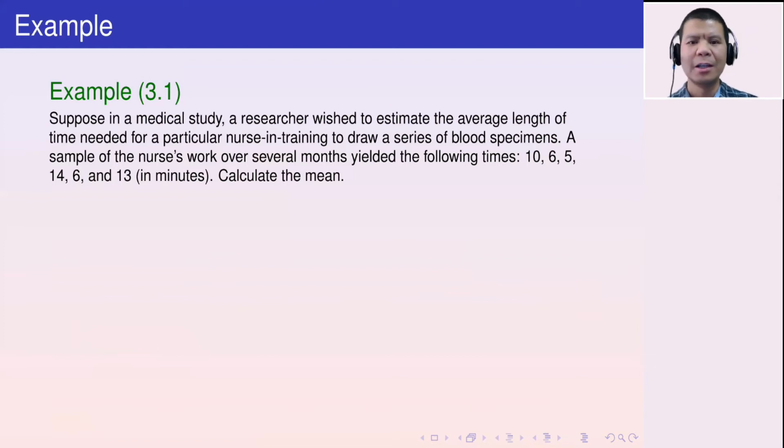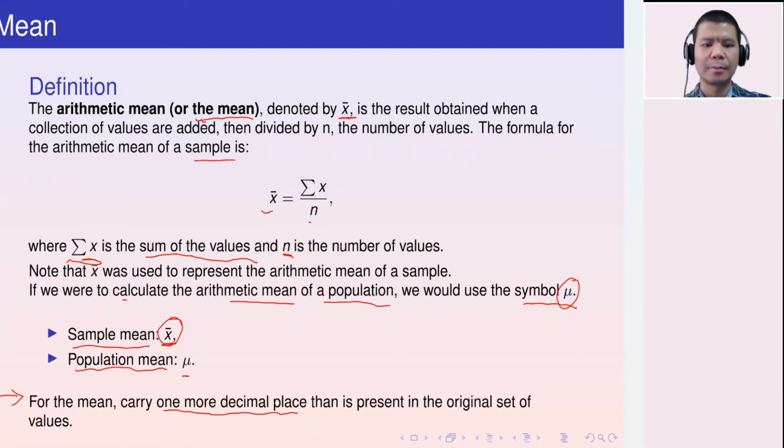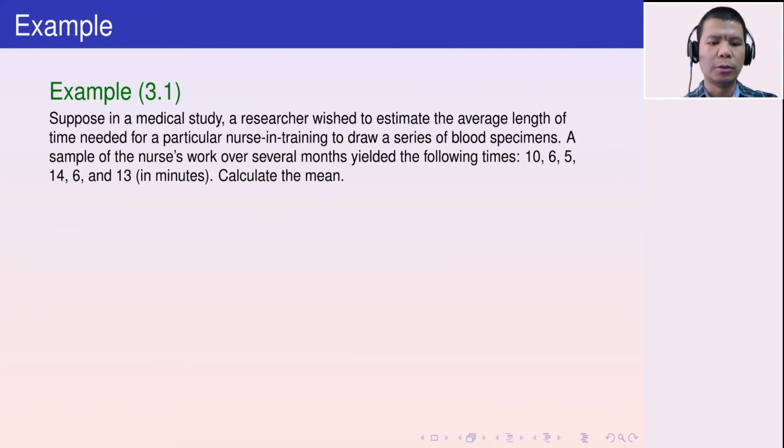Firstly, is this a sample data set or a population data set? This should be a sample data set, because we only have these values here, and this is apparently a sample. So the notation for the sample mean is x bar. We use x bar instead. So we will have a solution here.